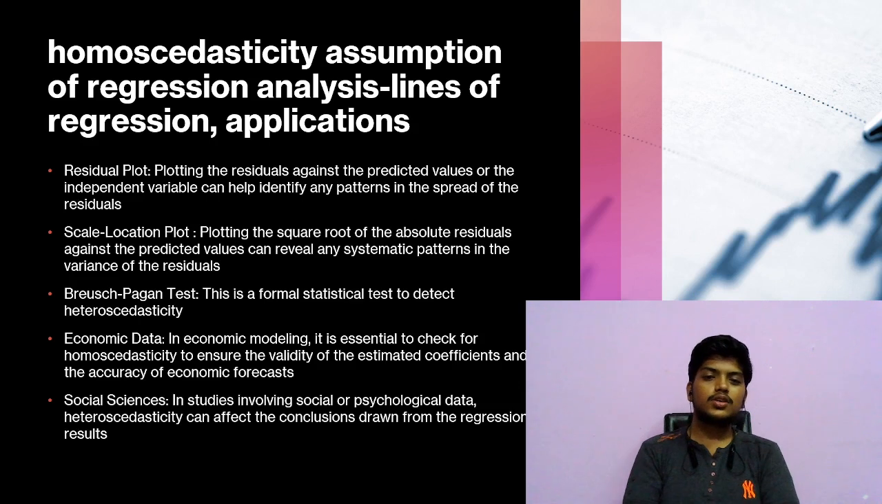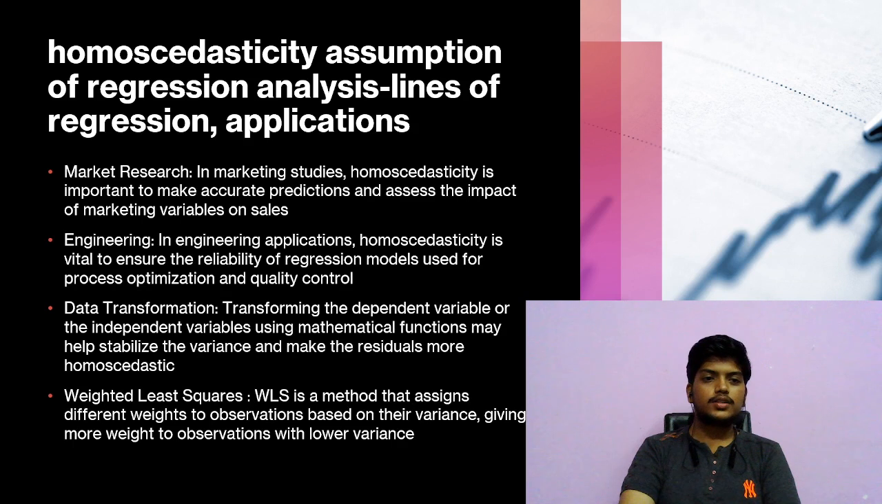In economic data, it is essential to check for homoscedasticity to ensure the validity of the estimated coefficients. In social science involving social or psychological data, heteroscedasticity can affect the conclusions drawn from the regression results. It is also used in market research and engineering. Homoscedasticity is important to make accurate predictions and assess the impact of marketing variables. In engineering, it ensures the reliability of regression models used for process optimization and quality control.